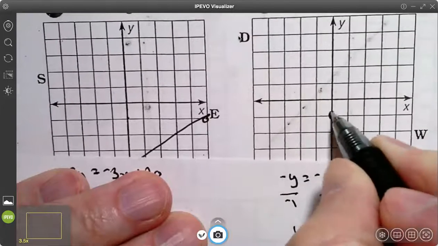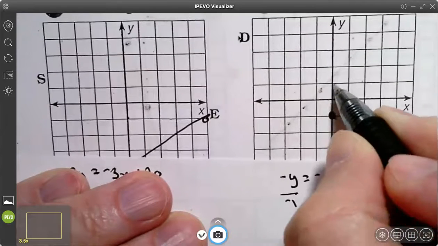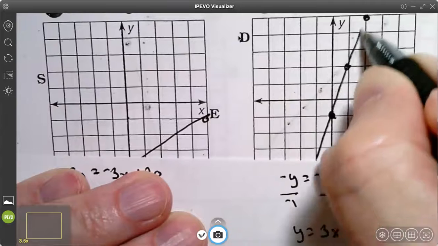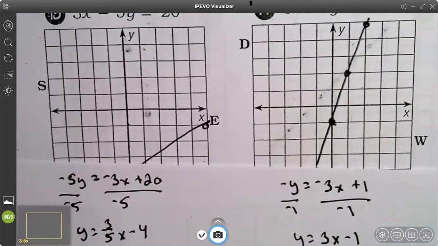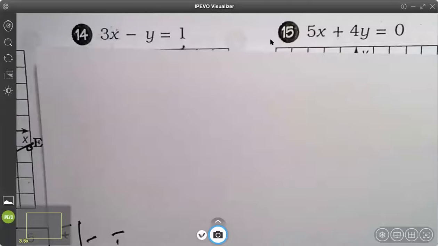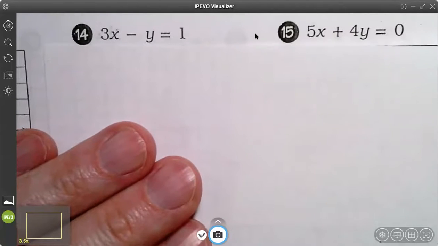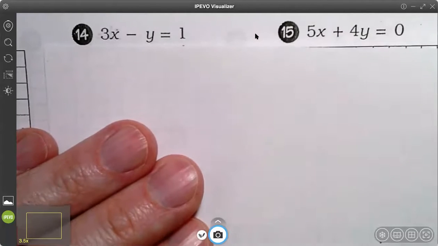Minus 1 is my y-intercept. My slope is rise 1, 2, 3, run 1. My line looks like this. Try number 15. Write that equation in slope-intercept form.